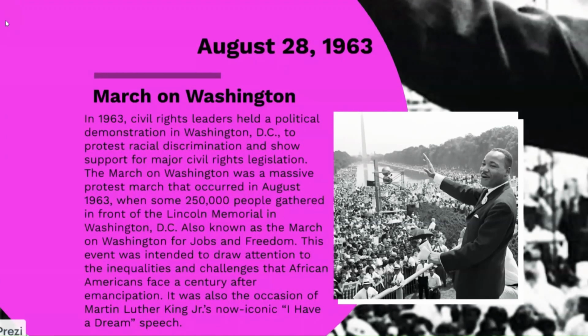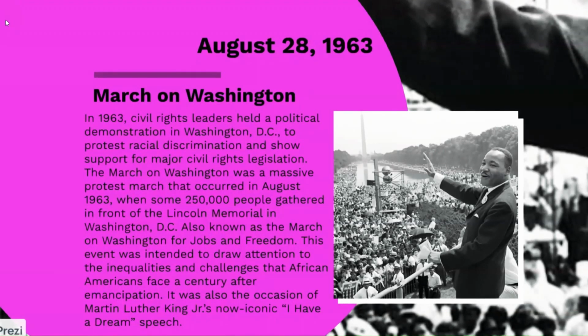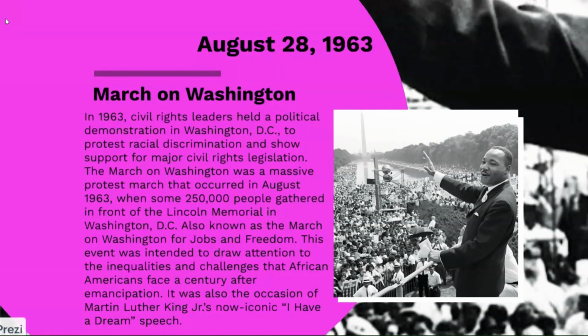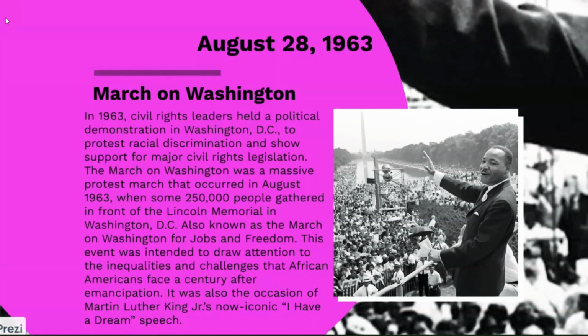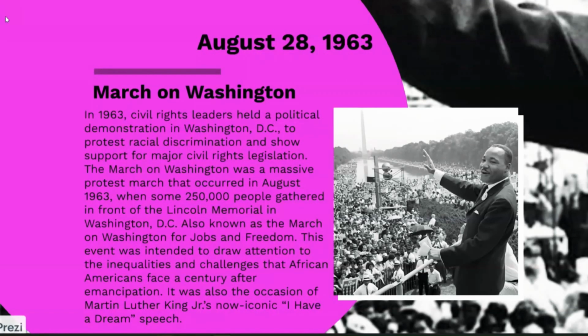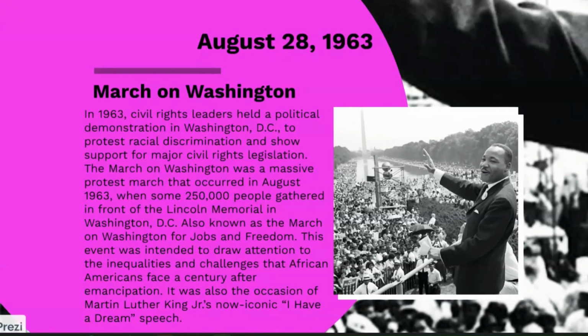In 1963, civil rights leaders held a political demonstration in Washington, D.C. to protest racial discrimination and show support for major civil rights legislation. The March on Washington was a massive protest march that occurred in August 1963 when some 250,000 people gathered in front of the Lincoln Memorial, also known as the March on Washington for Jobs and Freedom. This event intended to draw attention to the inequalities and challenges that African Americans faced a century after emancipation. It was also the occasion of Martin Luther King Jr.'s now iconic I Have a Dream speech.